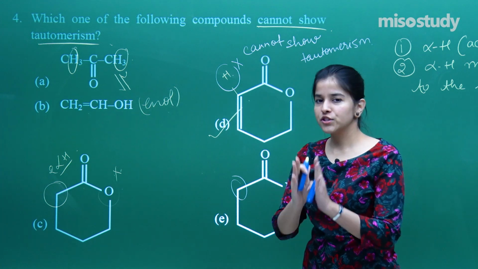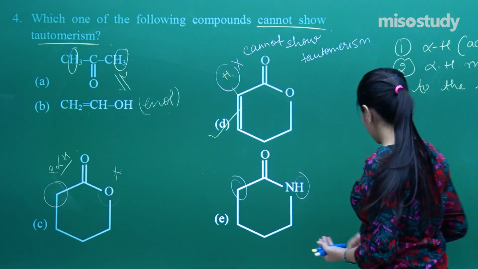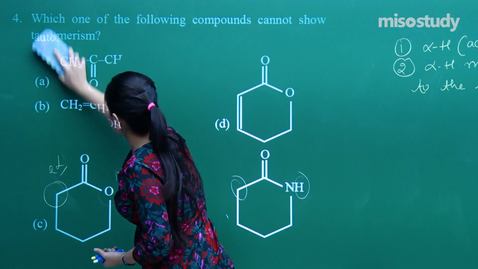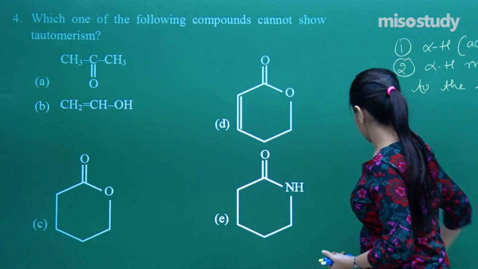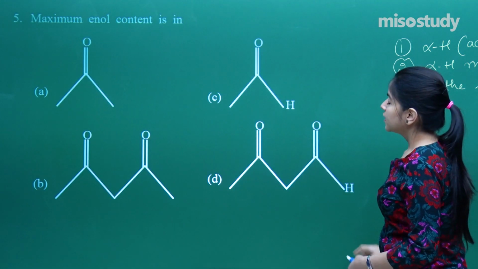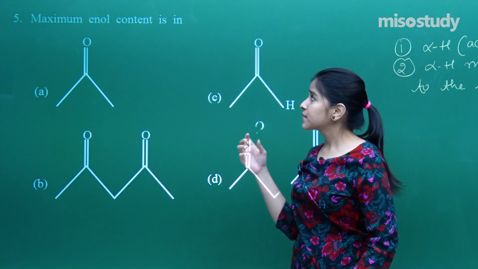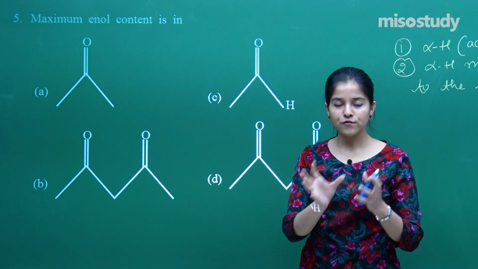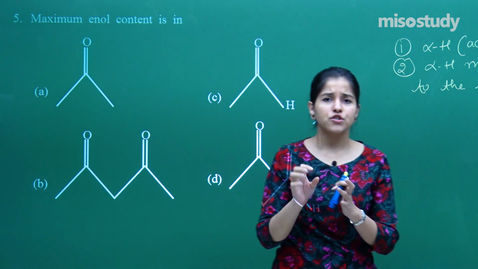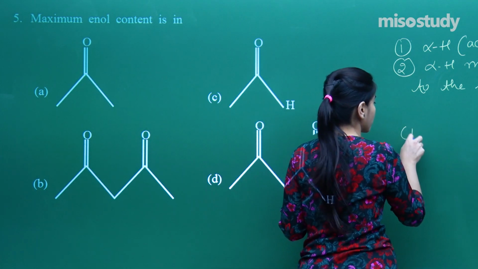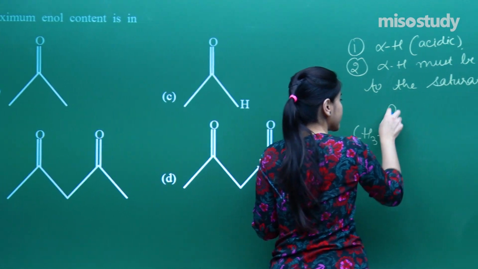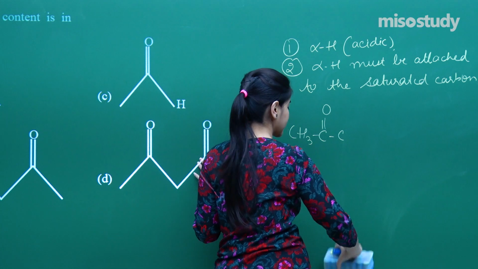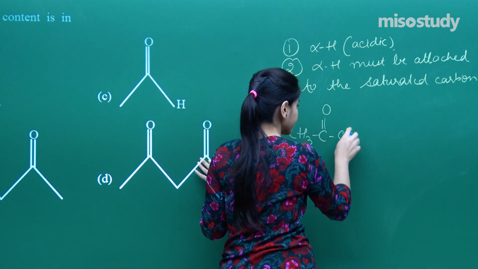A very simple question, you need to have the concepts right. So let's move on to the very next question. The next question says, I need to find the maximum enol content. What is enol? That is again a tautomer of the keto form. So let us just draw a very basic keto-enol form here. I am taking up acetone in this case. What I need to do is create an enol form.